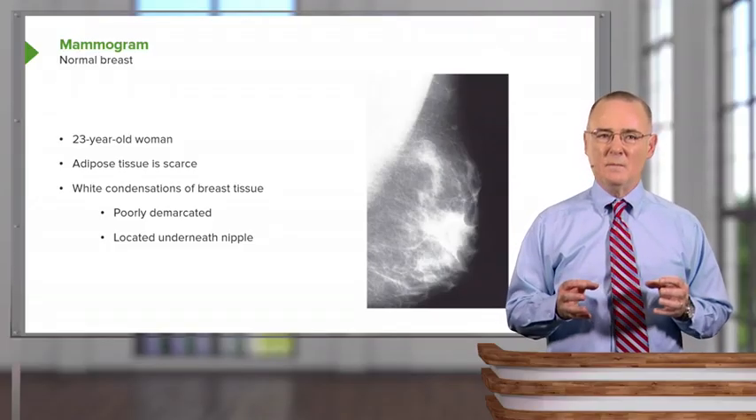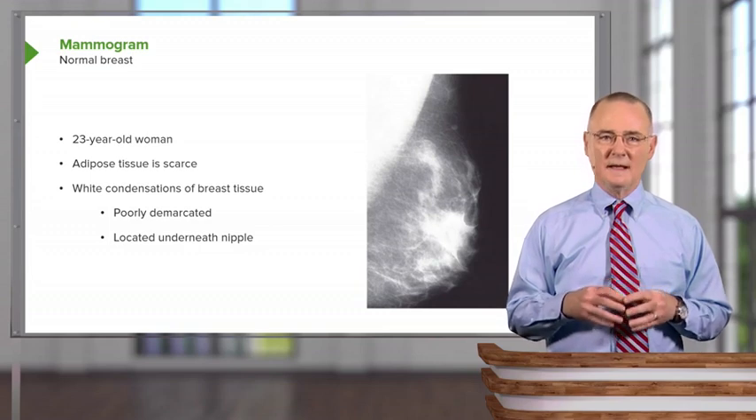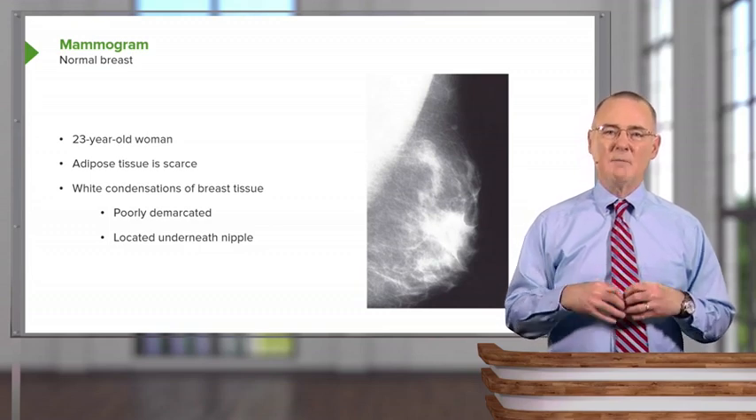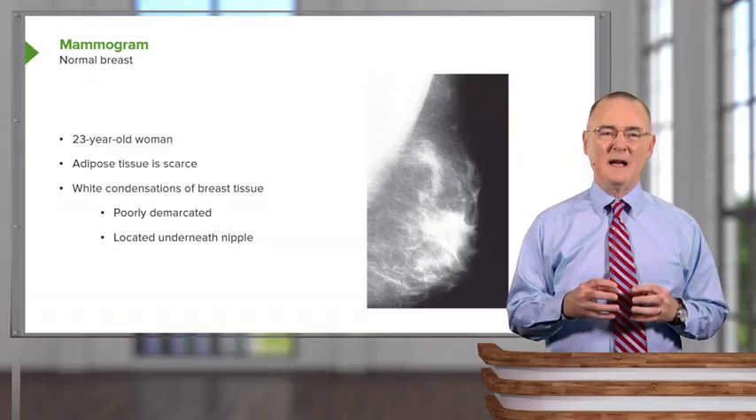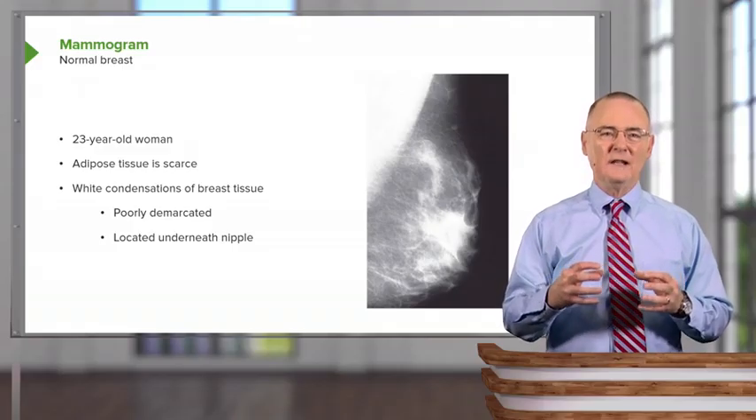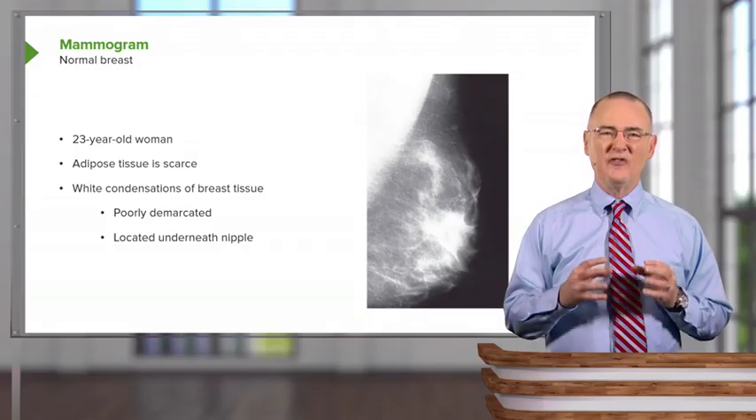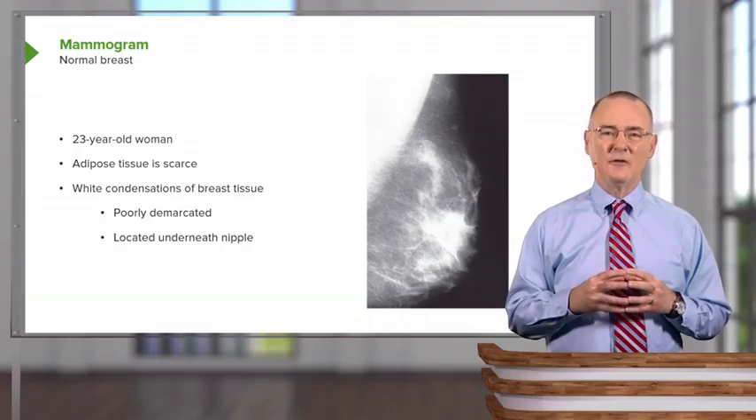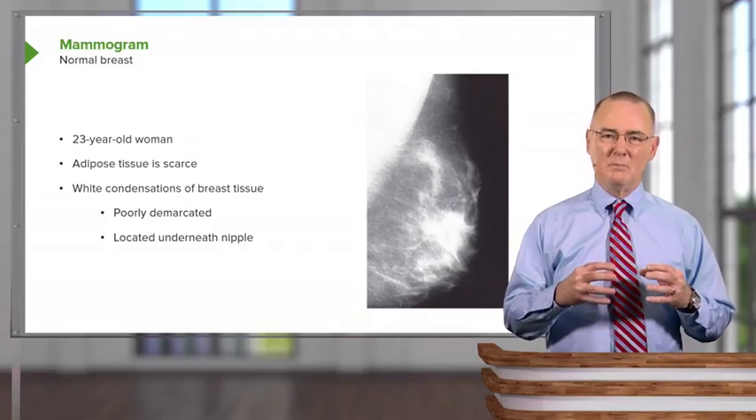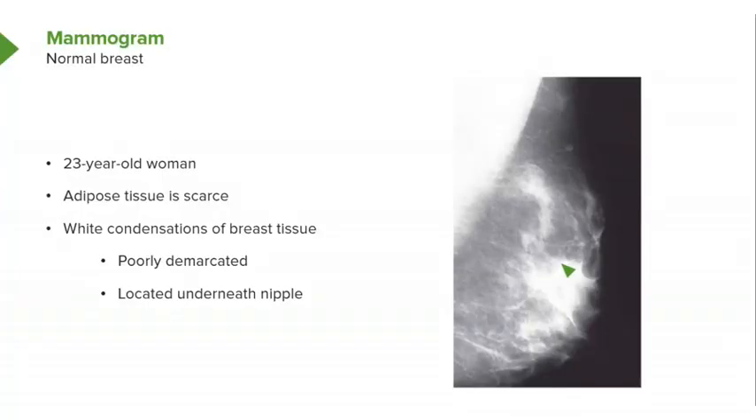In younger women, adipose tissue is scarce, and that means the breast is occupied by more fibroglandular components, and those fibroglandular components are dense. And so on mammography, the fibroglandular elements will form white condensations. The grayer areas here are made up of less dense tissue, such as adipose tissue.